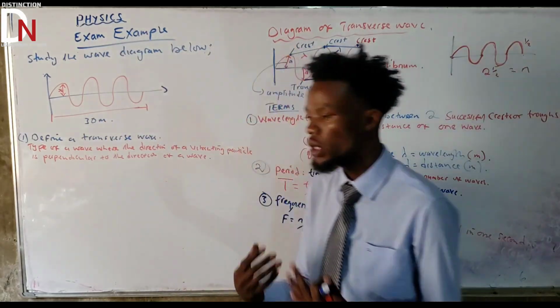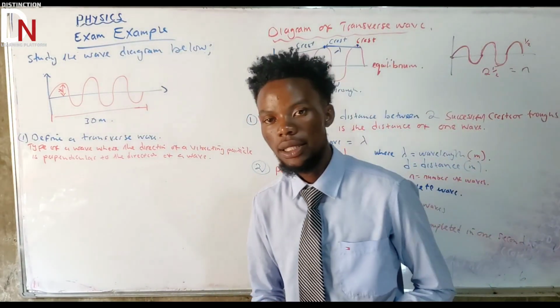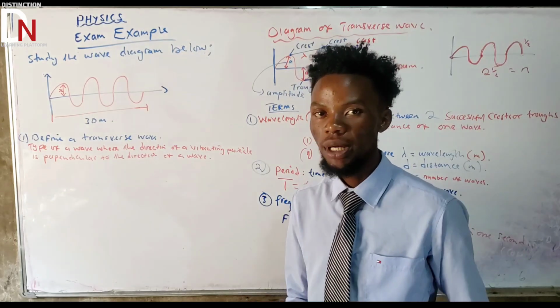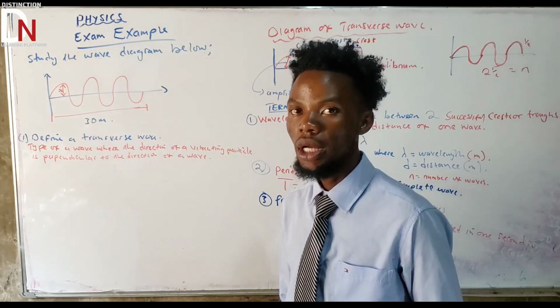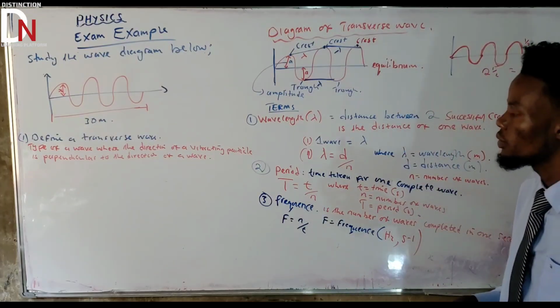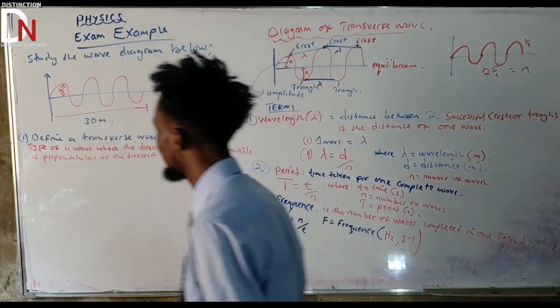So basically, a transverse wave is the type of wave where the vibrations, or the direction of the vibrating particles, are perpendicular to the direction of the wave. That's basically the transverse wave definition.